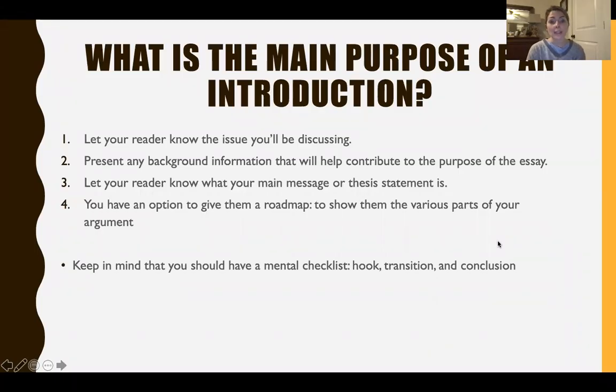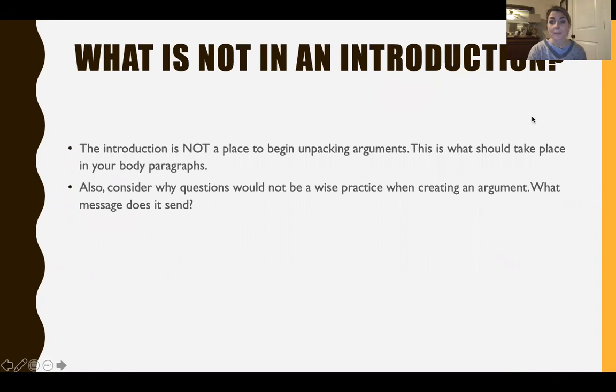There are a few things that you need to keep in mind and just keep a mental checklist in your head. Your introduction should always have a hook, a transition, and of course, your thesis. So, what should not be in your introduction? The introduction is not a place to begin unpacking your arguments. This should be taking place in your body paragraphs.